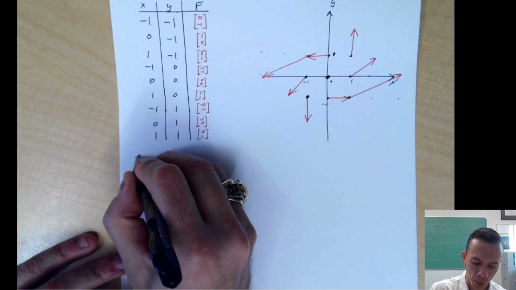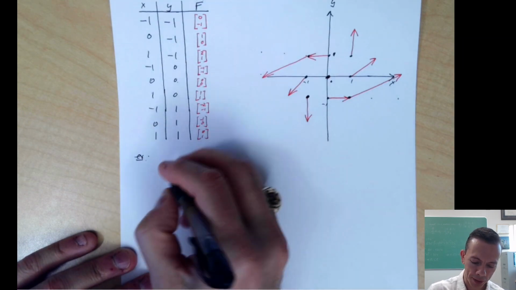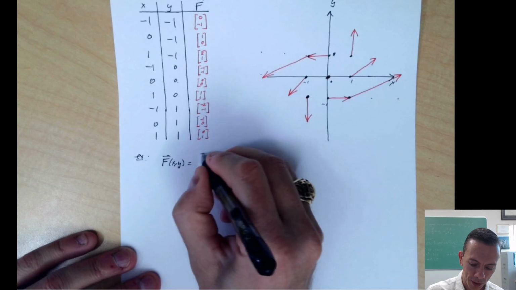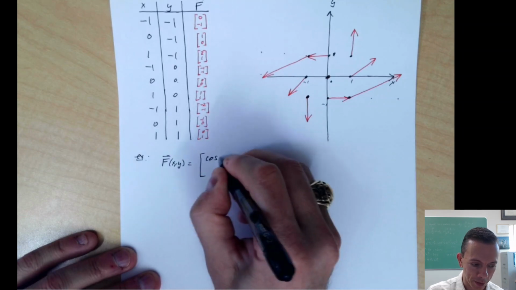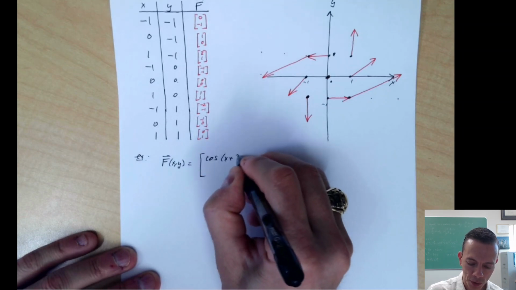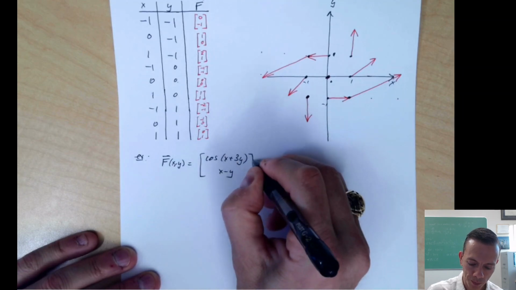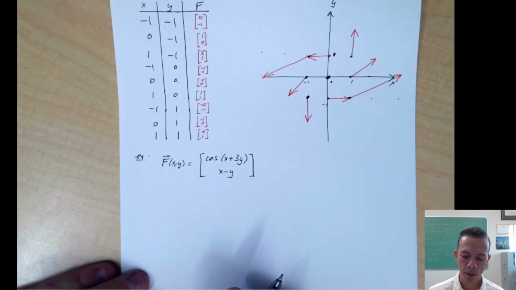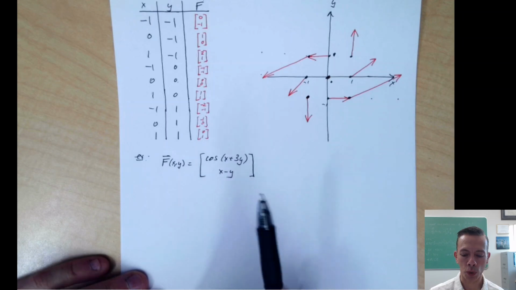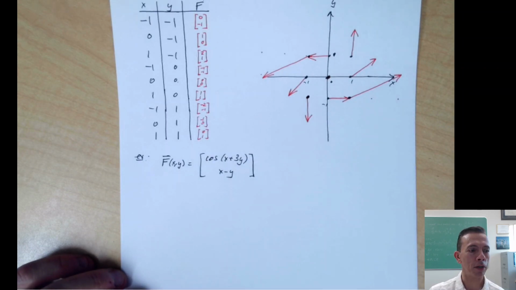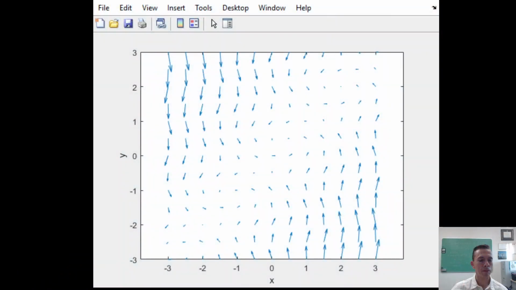So to look at a couple more examples, a little bit more complicated, f of x, y equals cosine of (x plus 3y) over (x minus y). This would be a difficult one to plot by hand like we did the one above, but if we plug it into MATLAB, this is what we obtain. So you see this has a much more complicated aspect.